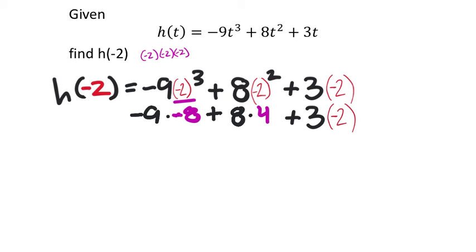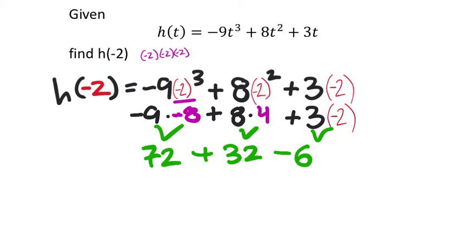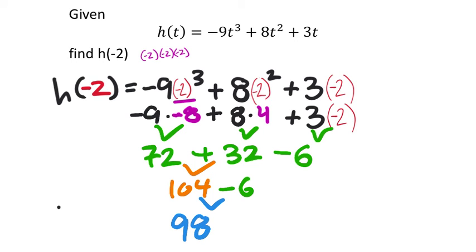Let's go then into multiplication. Negative 9 times negative 8 would be positive 72. 8 times 4 would be positive 32. But this one right here, 3 times negative 2 would be negative 6. And as much as, well, I guess 40 minus 6, 34. That's not too bad. Oh, I did that backwards. That's 104. Then minus 6. Looks like that's going to be 98. Well, that's h of negative 2.